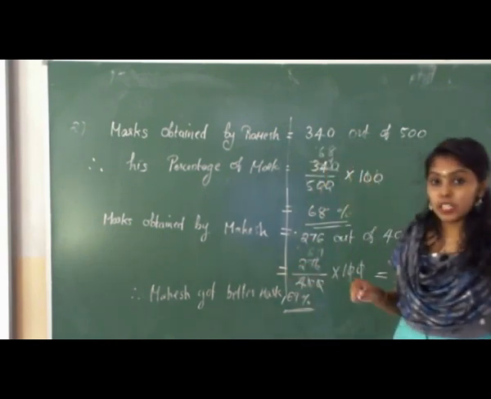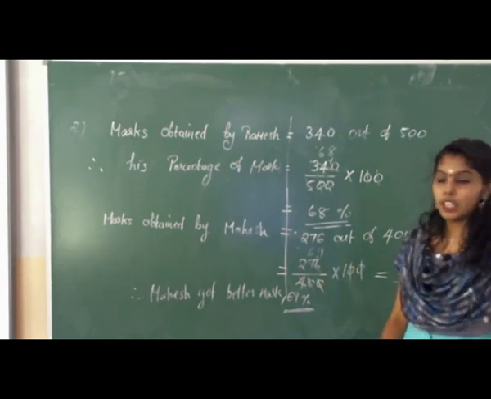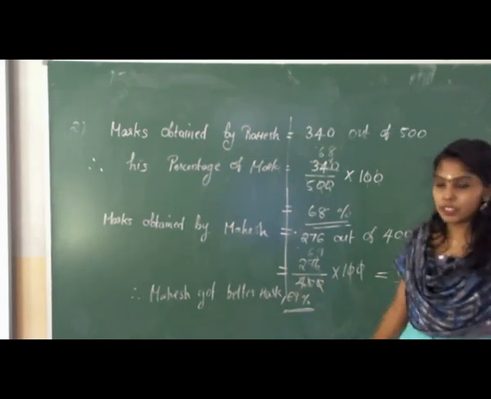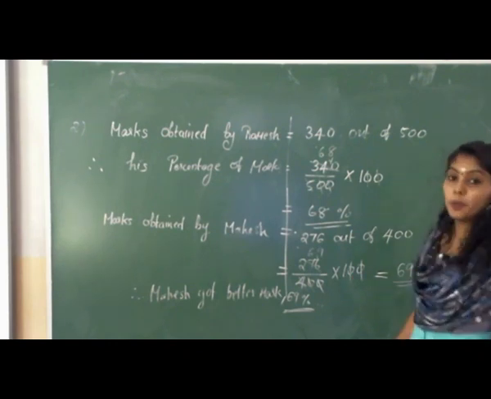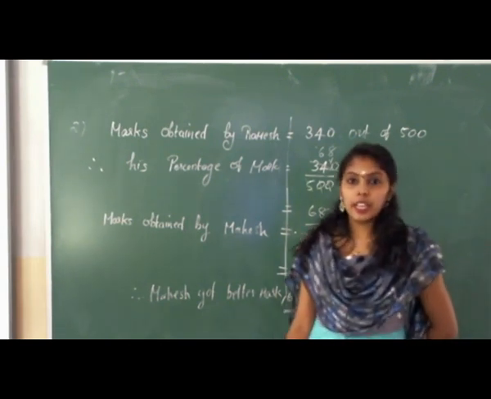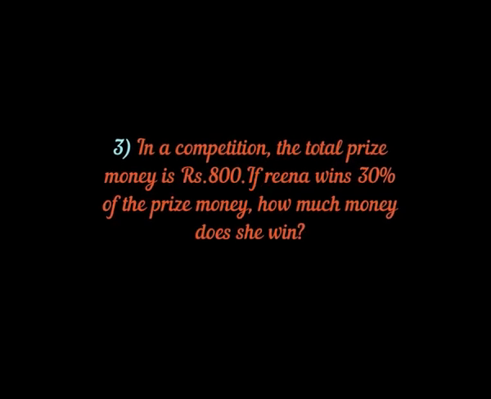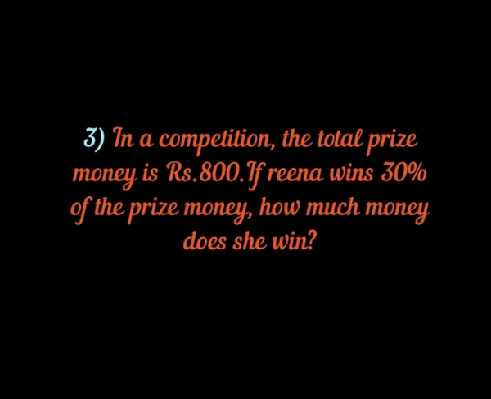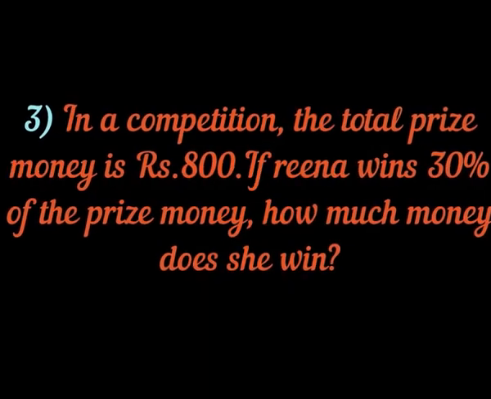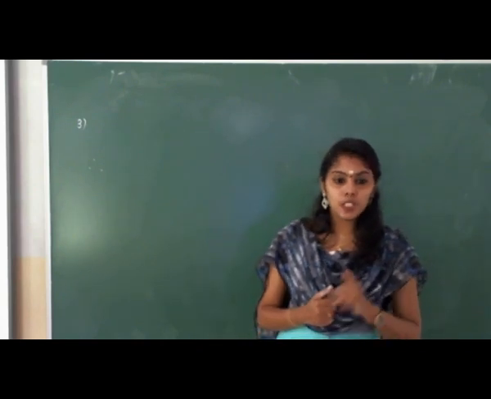Marks obtained by Mahesh, 276 out of 400, you first write it as a fraction. Then conversion into percentage, into 100, because they are asking the percentage. So, into 100, 69%. So, Mahesh got better marks. Okay, clear I think. Next question. Third question. In a competition, the total prize money is rupees 800. If Reena wins 30% of the prize money, how much money does she win? You know this one, like the first question. Okay. So, what's the first step?